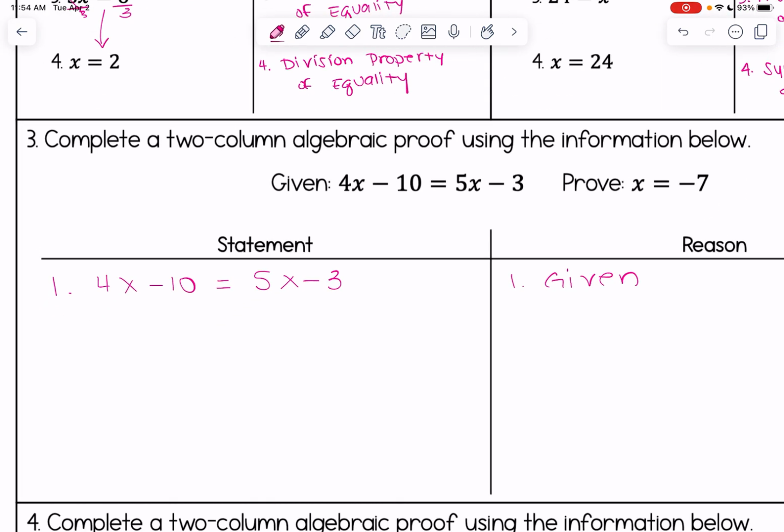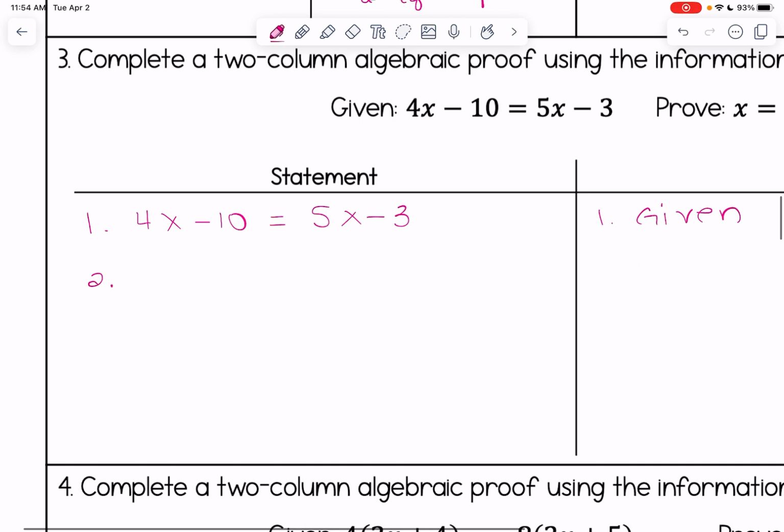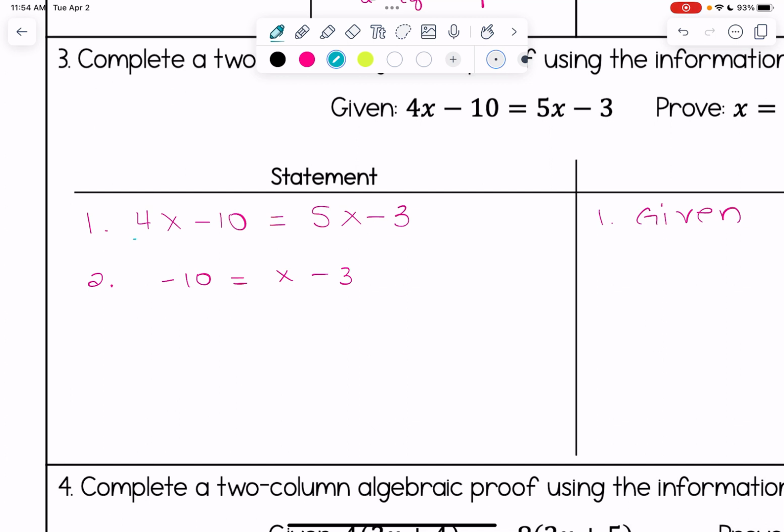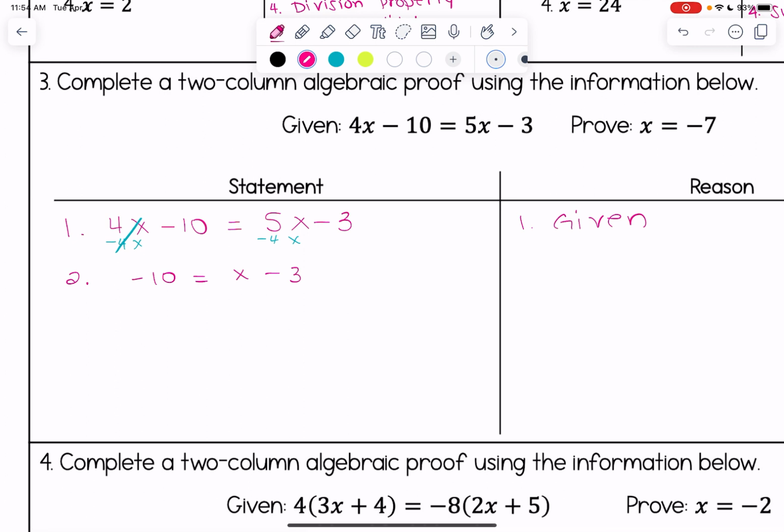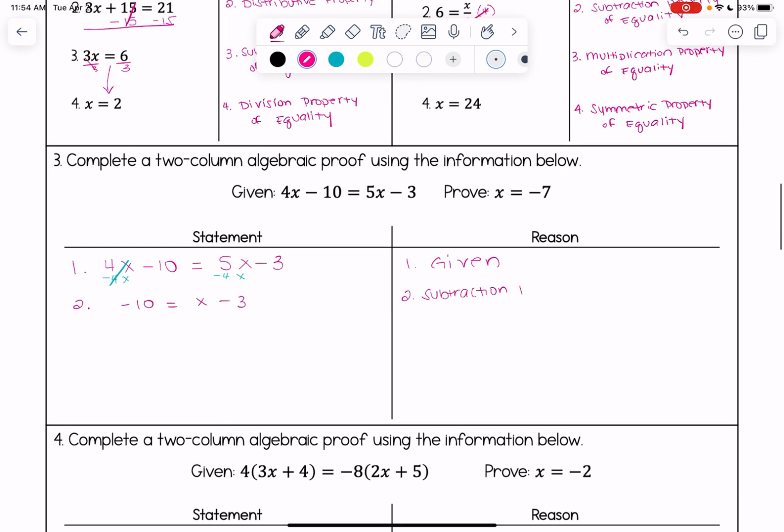All right, so if I was solving this equation, the first thing I would do is get the variables on the same side as one another. So that would give me -10 equals x minus 3. I'll show you in a different color here. That would have been me taking the 4x and moving it to the other side, and that would be the subtraction property. I subtracted on both sides. So line 2, our reason, subtraction property of equality.